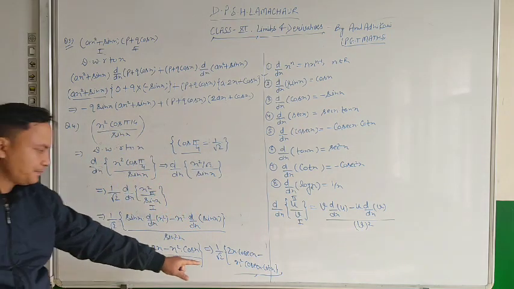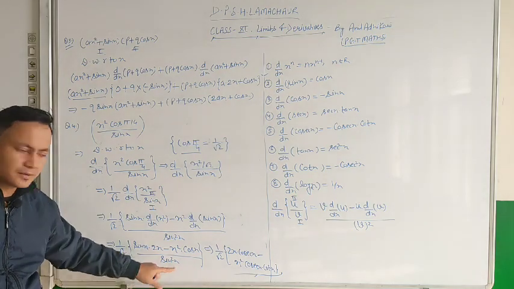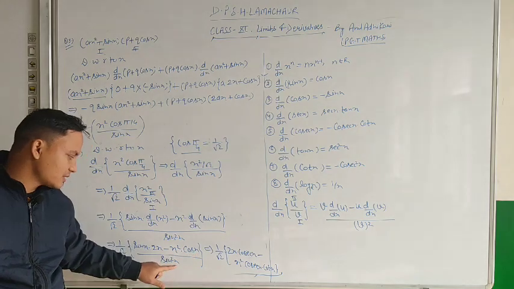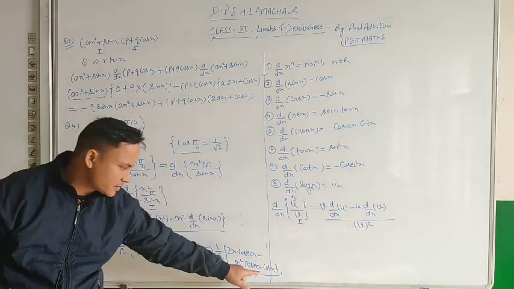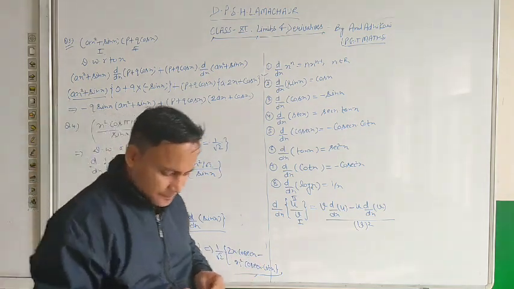1 by root 2 times 2x, one sine will cancel, 1 upon sin x will be turned into cosec x, minus x square times cos x upon sin x, which will be cot x, and 1 upon sin x will be cosec x. So, this will be your required derivative. Okay, pause the video and take the screenshot.